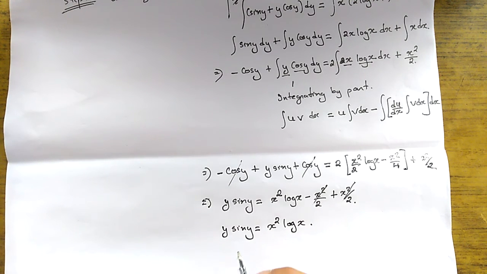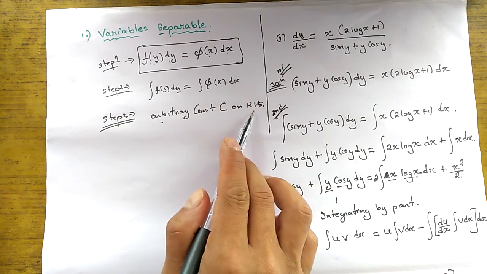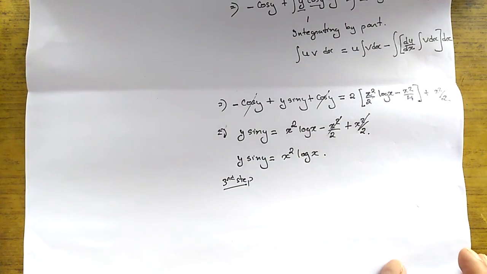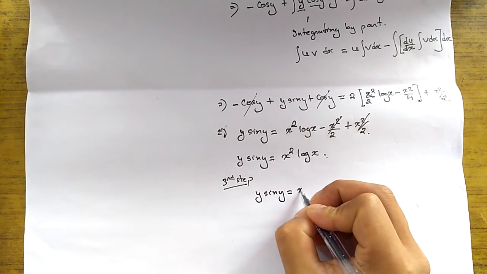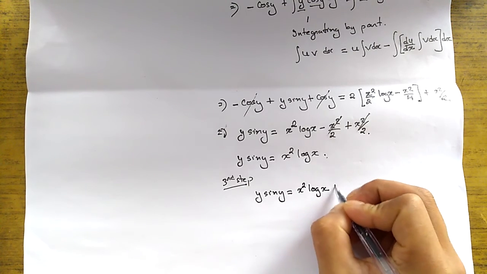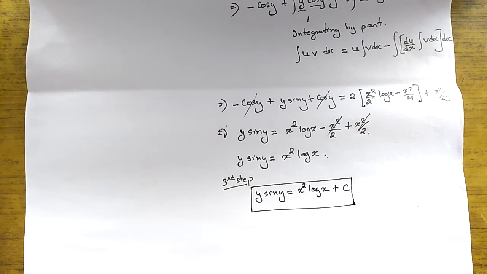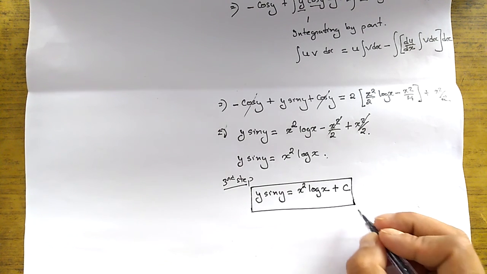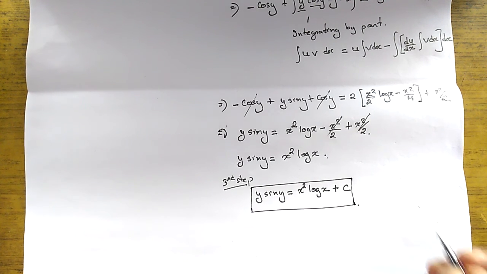And the third step. What is the third step? The third step is to add an arbitrary constant C on the right hand side. After the integration is done, we need to add the constant on the right hand side. So it will be y sine of y is equal to x squared log of x plus c, where c is the constant. This is the required solution of the given differential equation, and this is how we apply the variable separable method for solving differential equations.